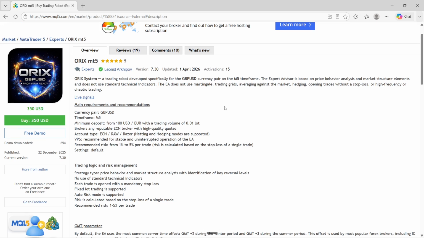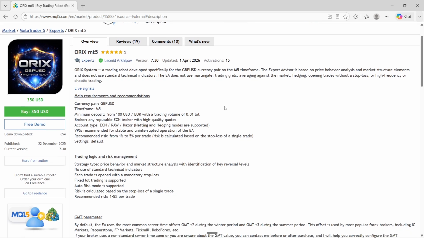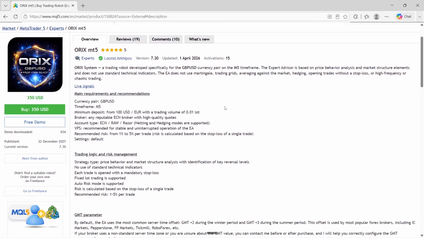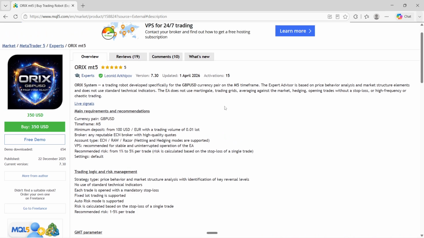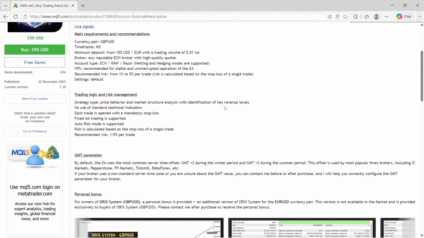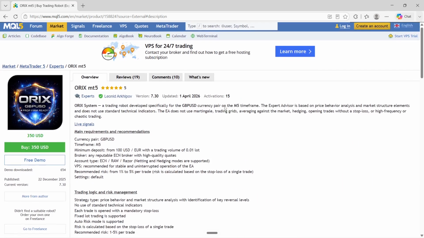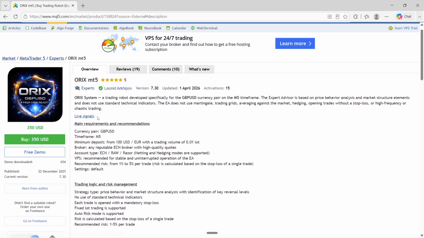Risk can be set as fixed lots or via auto risk mode, calculated from the stop loss of a single trade. Recommended risk is 1% to 5% per trade. Live signals are also available for reference. So you can see over here.